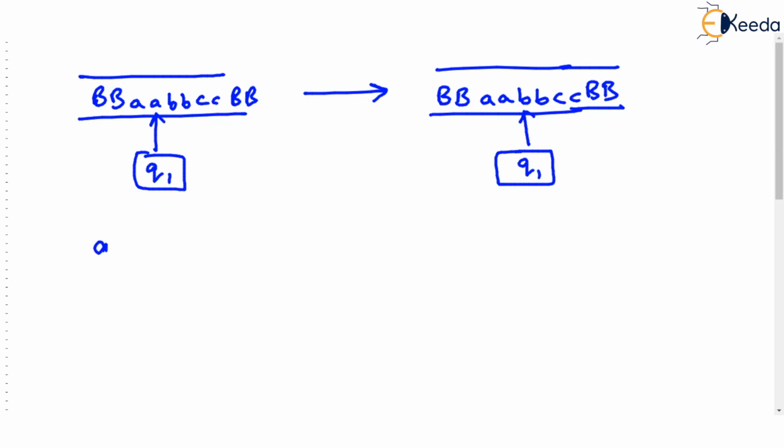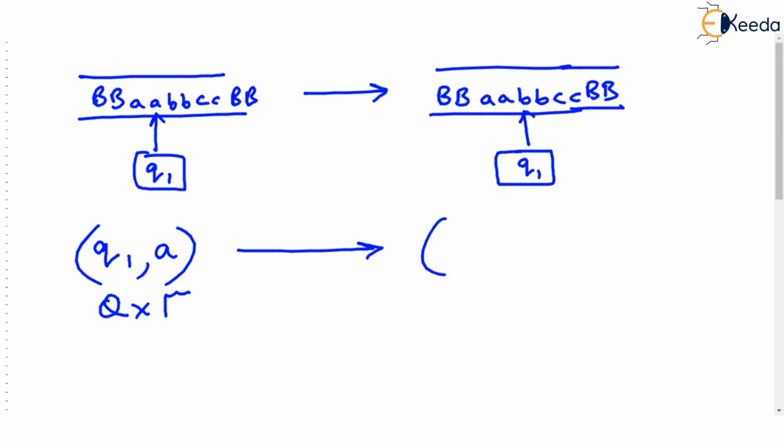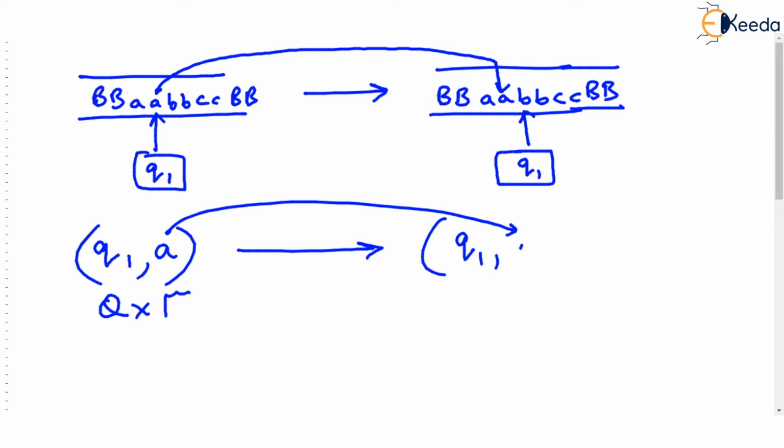Machine was in Q1 state, correct? And it was reading input A, correct? So this is Q cross tape symbol. But what did it result in? Machine remained in Q1 state. Look at the decision made. And this symbol A, which it read, was not changed at all. It was left as A itself. So the A which was read from the tape was kept as A.